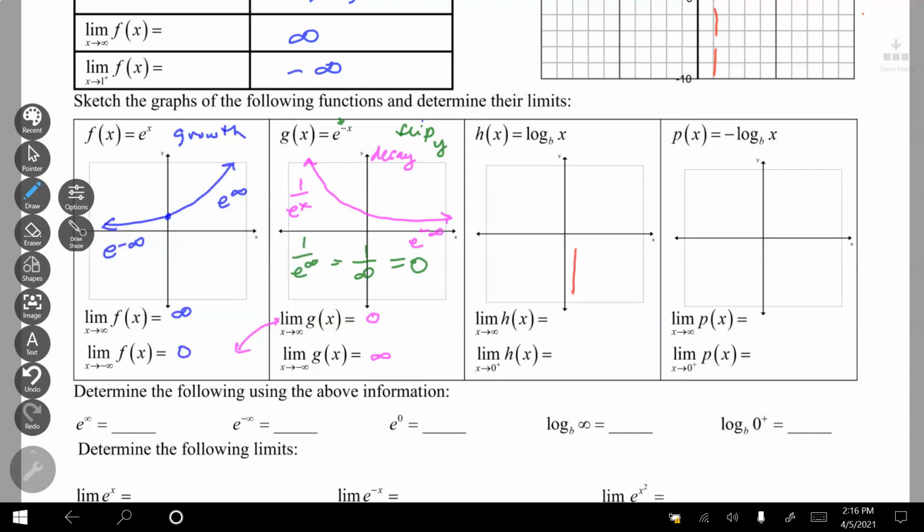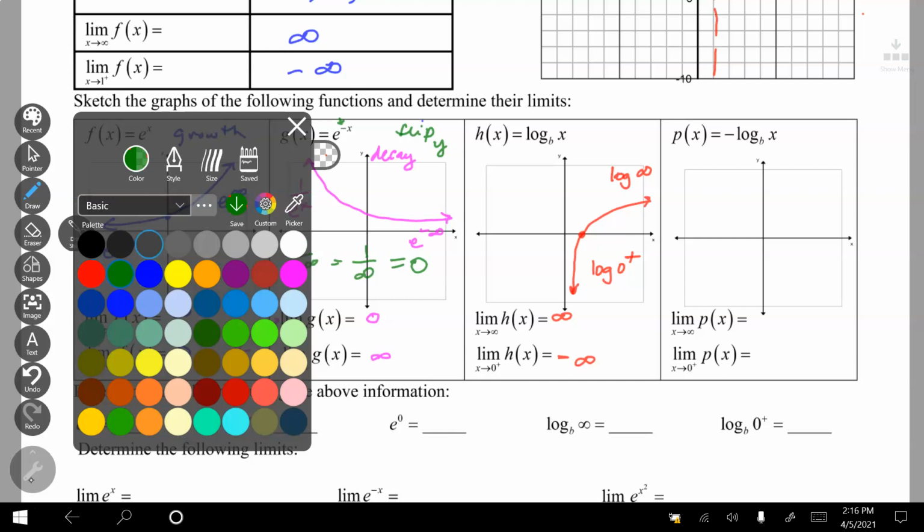The log graph is this little curly graph that goes through the point (1, 0). But on the right side, log of infinity goes up to infinity. The base is arbitrary. I don't care if the base is 2, 5, 8, e, 10. It doesn't matter. And then log of 0 from the right side is equal to negative infinity.